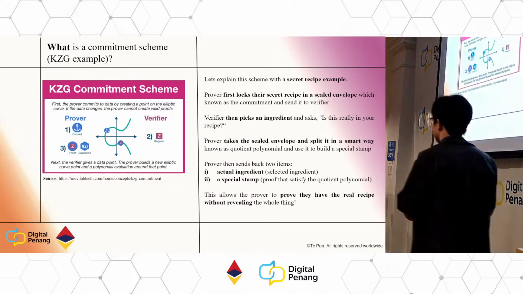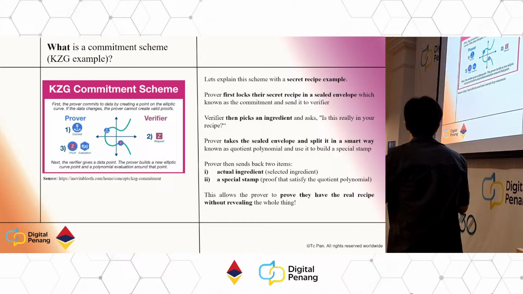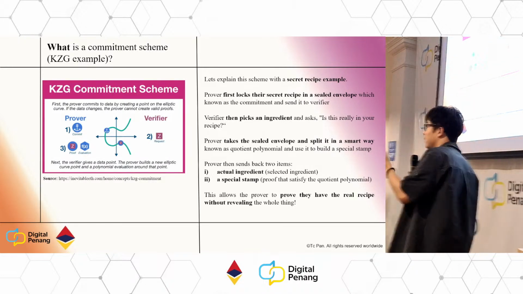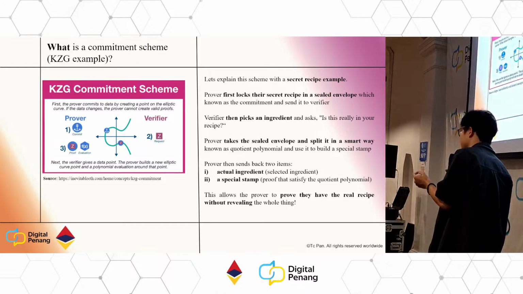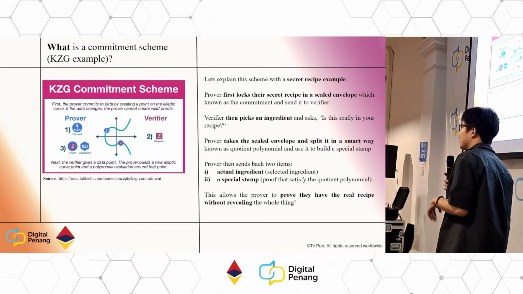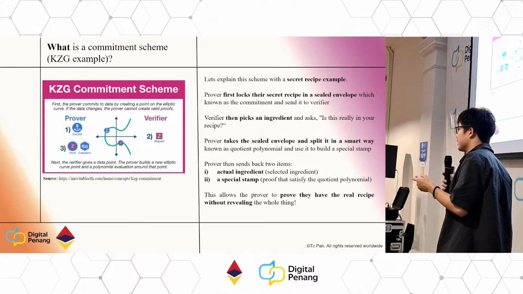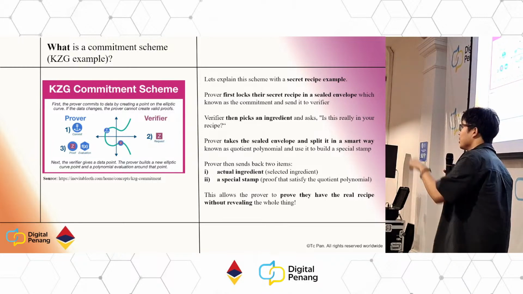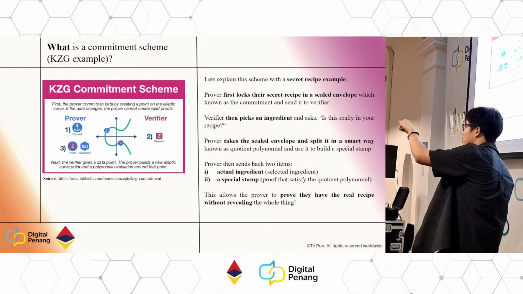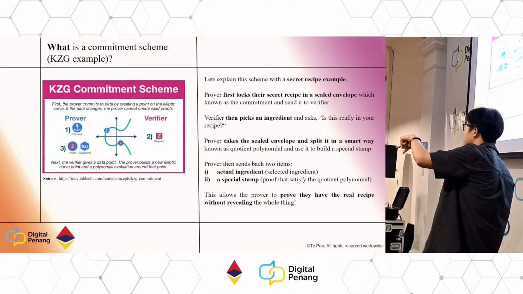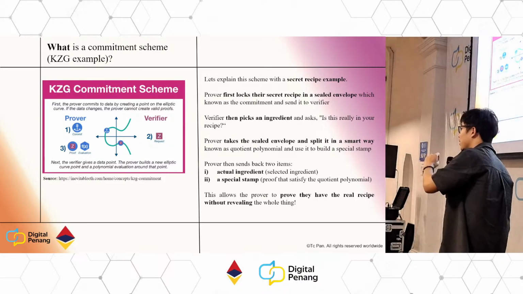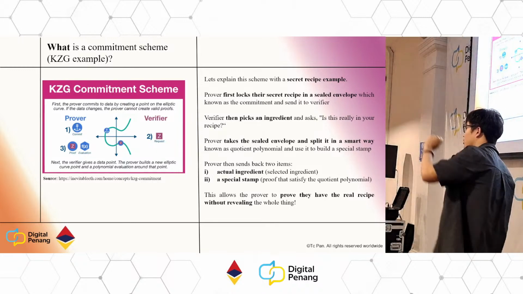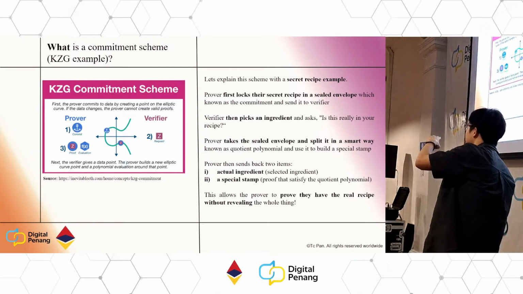Let's move on to what a commitment scheme is, the KZG example. The KZG commitment scheme is a type of commitment scheme that utilizes elliptic curve cryptography. Elliptic curve cryptography is like, let's give an example. Given a point, if you try to map it onto another point in a mathematical equation that represents a curve, it's very difficult to compute back the original point because the curve is very complex.